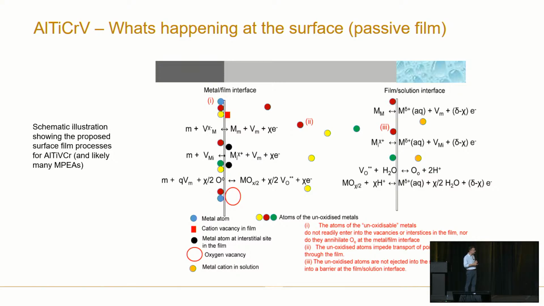You've got these yellow dots here that are the unoxidized metals. Why that's important is that they can accommodate strain in the passive film, and we think that's really important for increasing passive film stability. And I'm not going to go into a lot of detail about all the various bits of point defects, cation interstitials and anion interstitials and oxygen vacancies and so forth, because I think it's probably a bit heavy for a plenary.